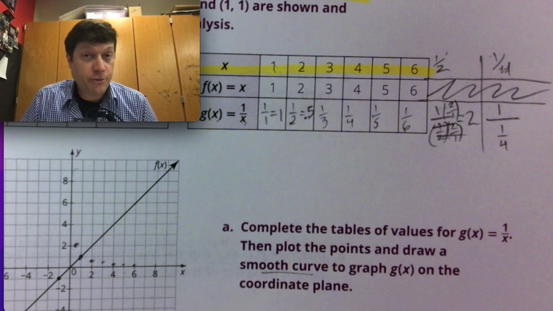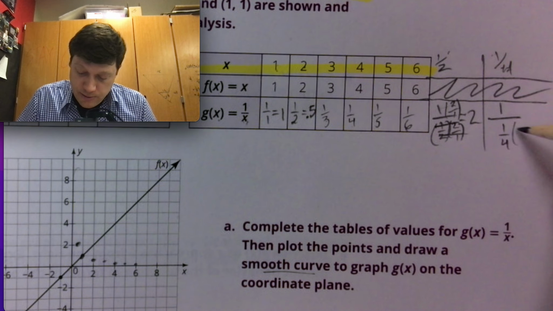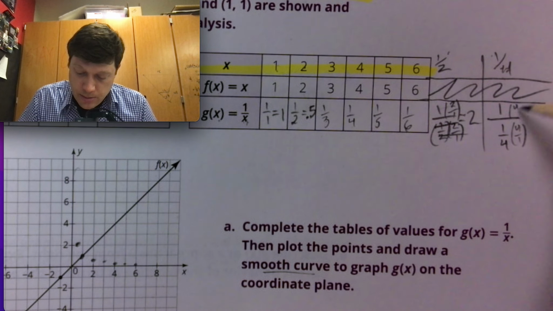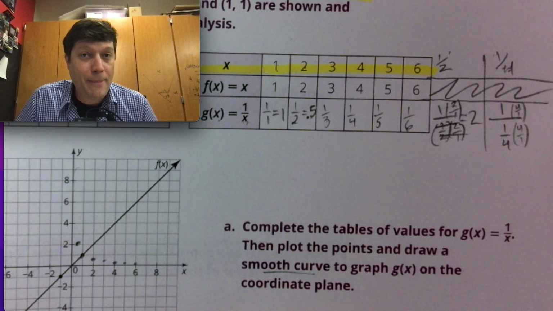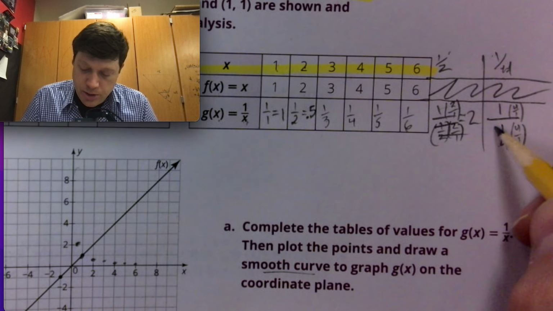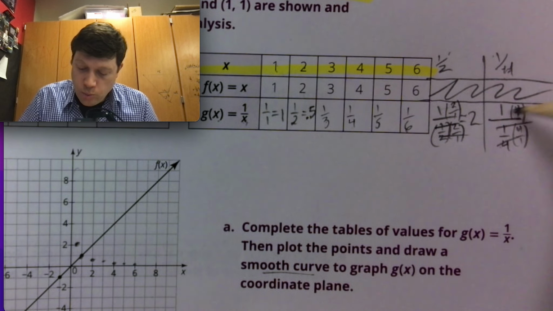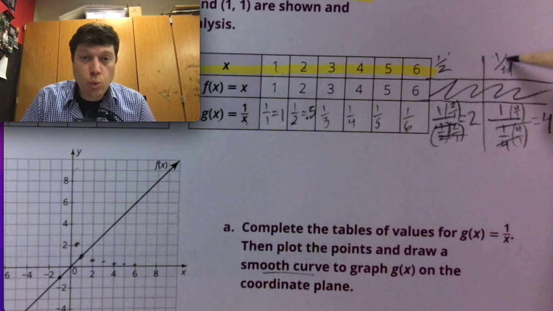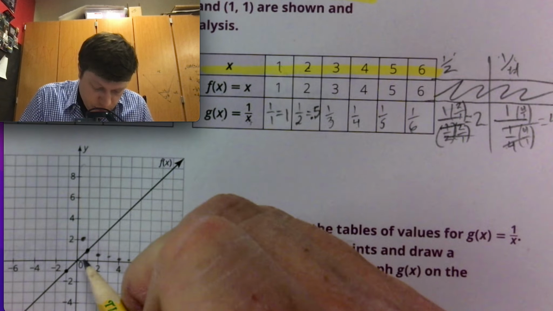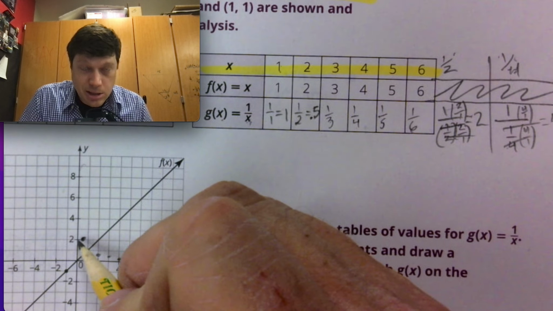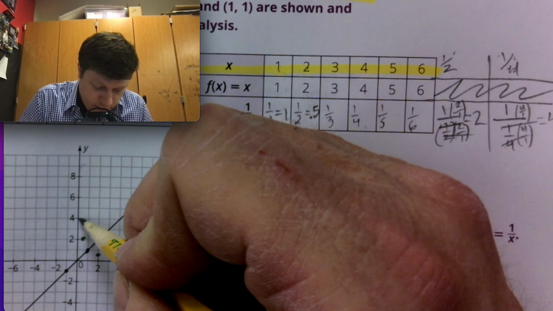1 divided by 1/4. Now, flip and multiply means 4/1. There's the flip. You put it in the top and the bottom for balance. And then you multiply. So these will cross out because 4/4, 1 cancels. And then 1 times 4 is 4, as in 1/4 should have a height of 4.